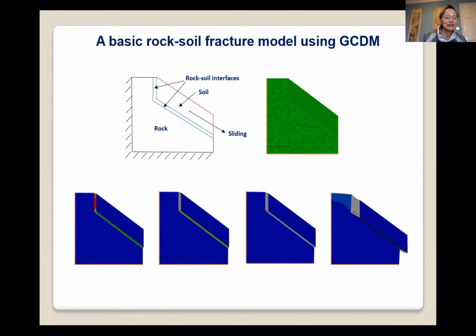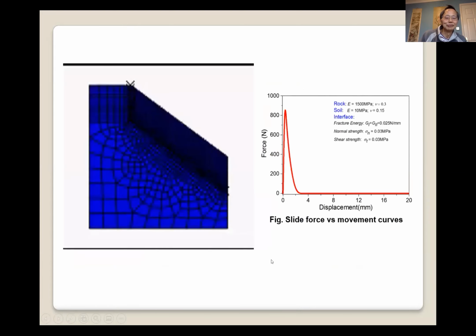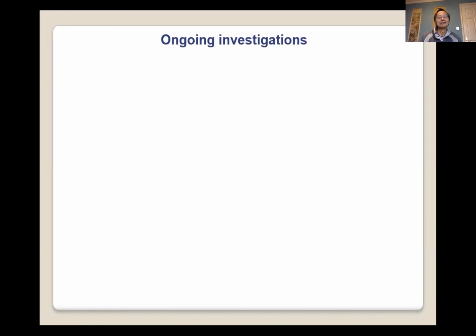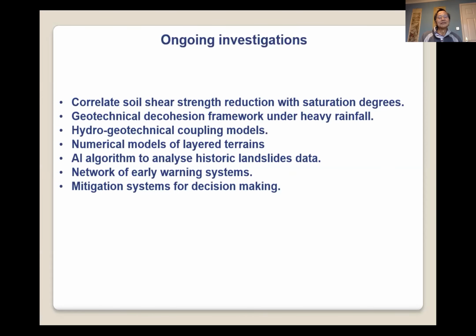This picture shows the damage crack propagation from the vertical interface, then gradually moving to the slope interface. The final picture shows the large deformation with the shear crack. So this is the propagation of the shear slot. This video shows the soil block sliding down from above the rock. The right picture shows the response between the shear force and the shear distance. All right.